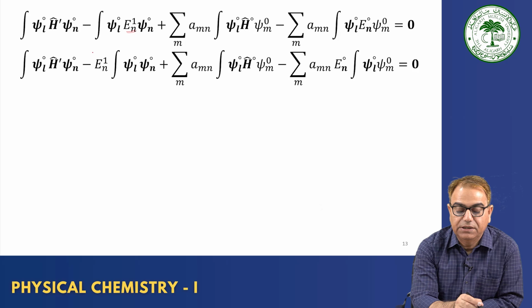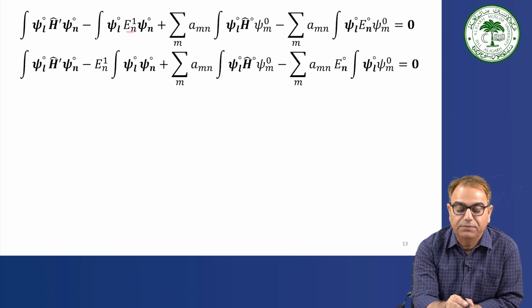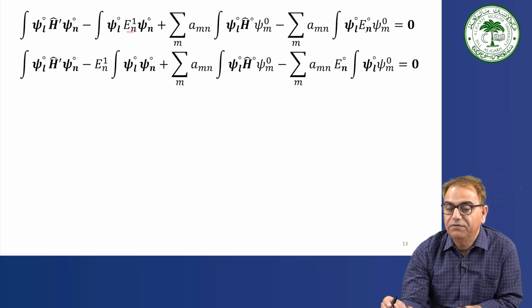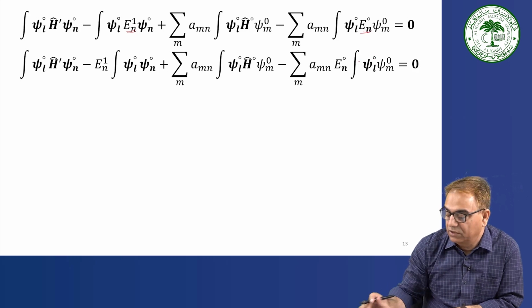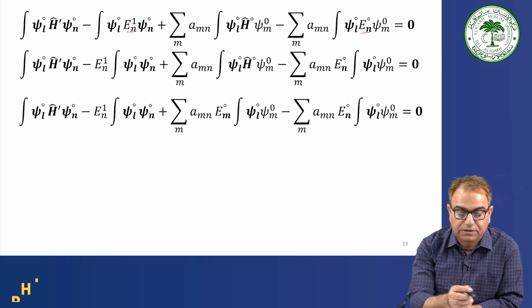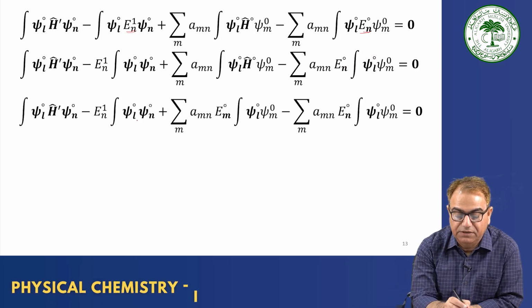So this equation is as such. Then En1 is a constant, so you can bring it outside, leaving the integral of psi l naught psi n naught d tau. Then the summation over m, and then psi l naught, H naught. It's an operator, so this you cannot bring outside. But En naught is an eigenvalue, so you can bring it outside. Okay, so now I write this equation, same as before, minus En1 psi l naught.